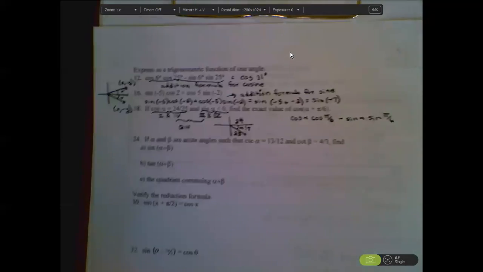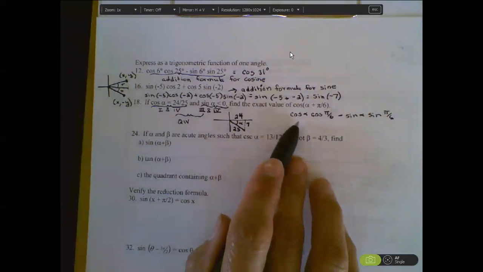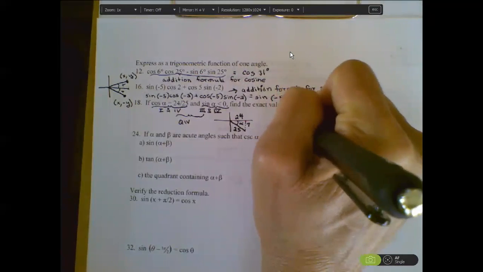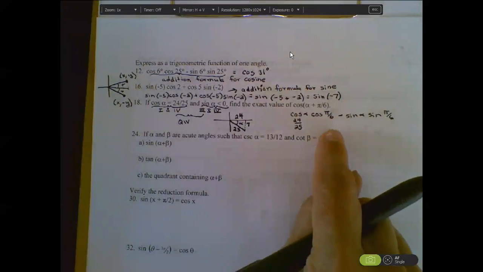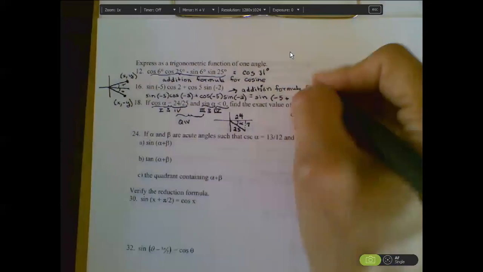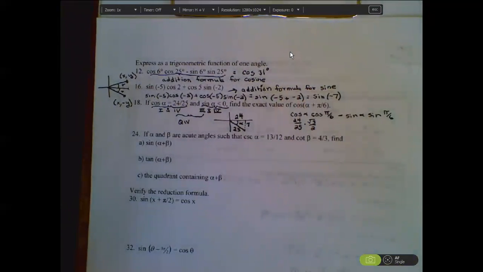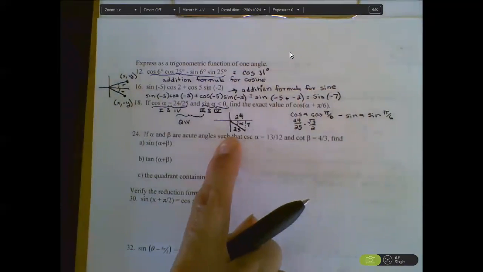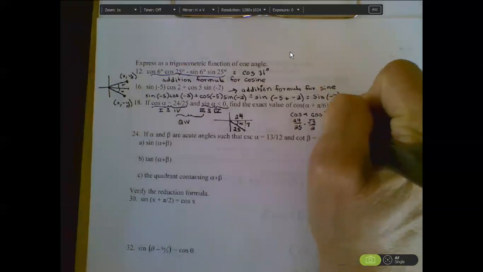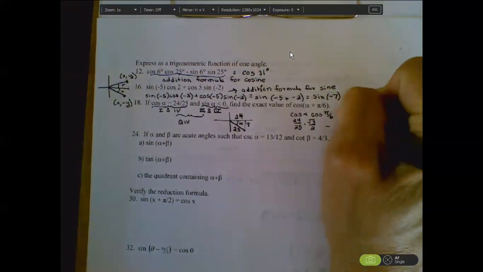All I have to do now is plug in some numbers. Cosine of alpha was given to me. That's 24 over 25. Pi over 6 is an angle I have memorized on the unit circle. Cosine of pi over 6 is square root of 3 over 2. And then using this triangle, we found out that sine of alpha is 7 over 25, and sine of pi over 6 is a half.